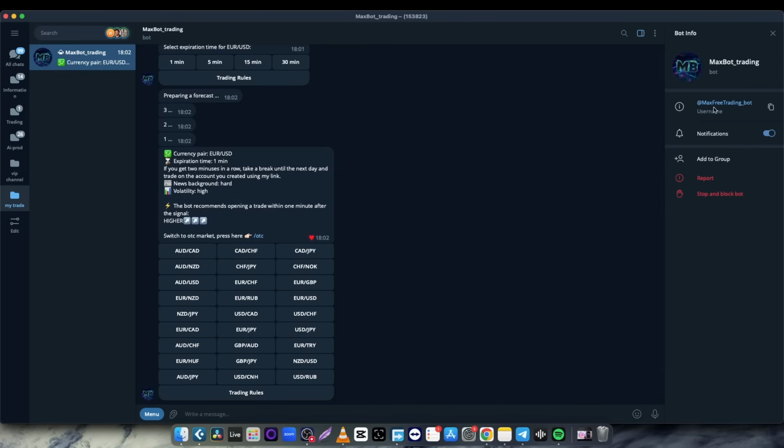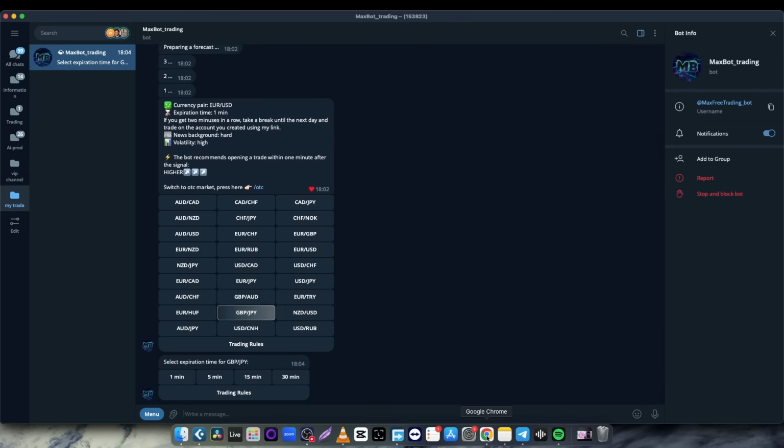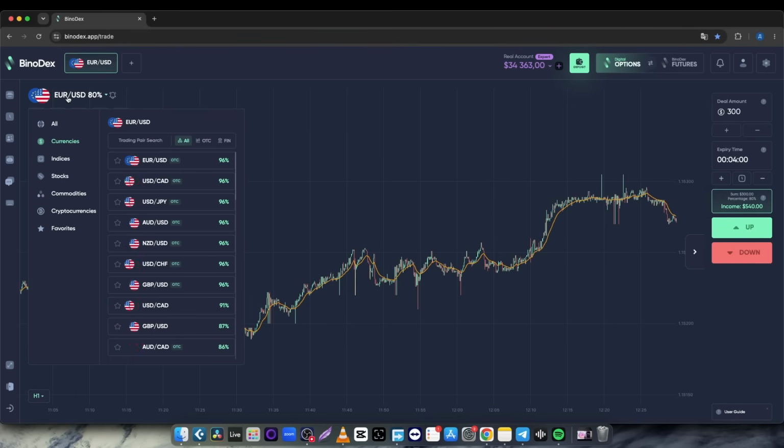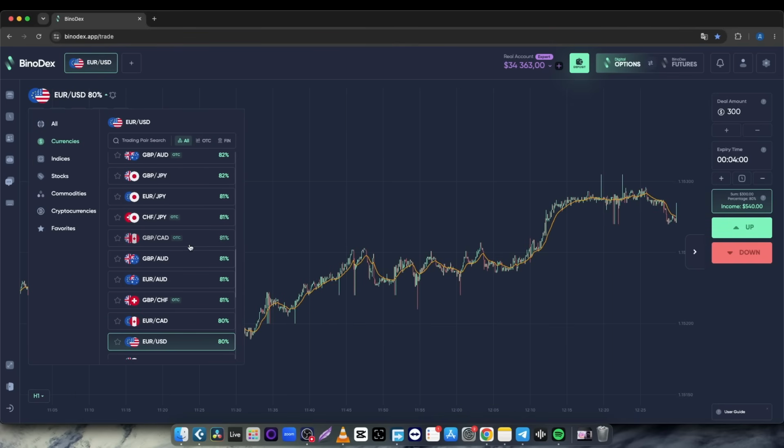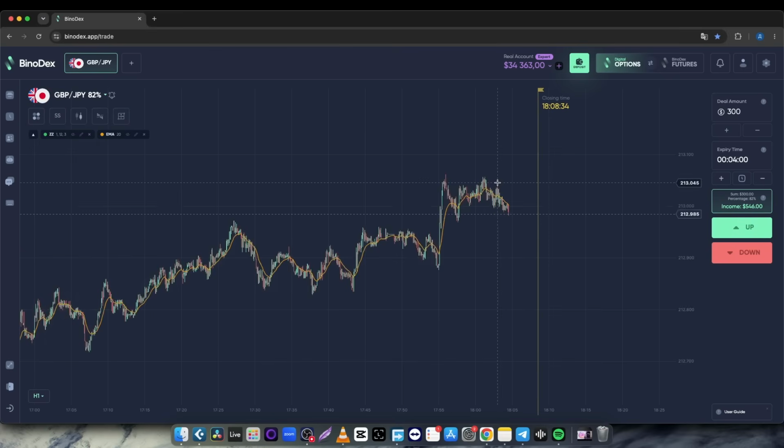Okay, let's begin the trading session. In the trading bot interface, I select a currency pair. Let's use the British pound and Japanese yen. After that, I switch to the Binodex broker and preset this currency pair from the list. The investment amount for the first trade will be $600, and I'll set the expiration time to 1 minute.